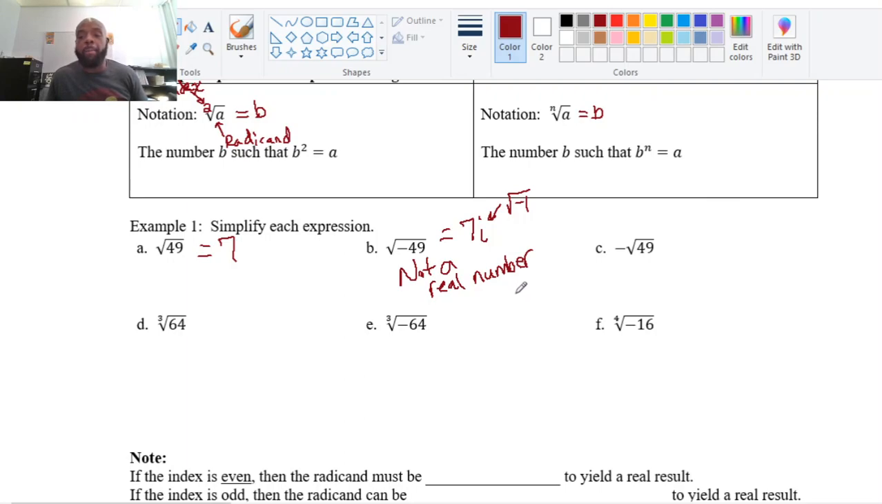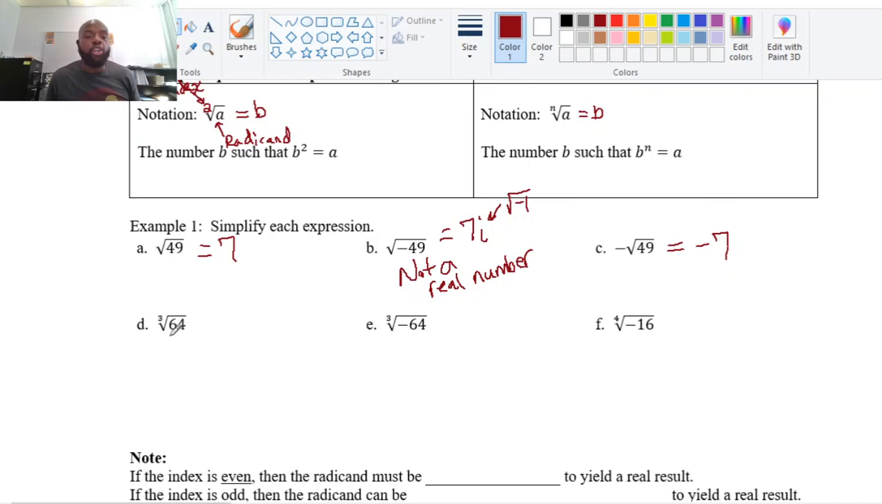All right, let's go to part C. It's the negative of the square root of 49, or the opposite of the square root of 49. So we first start with the inside. Under the radical, there's a 49 under my square root. I have to find the number such that if I square it or multiply it by itself, I get 49. That number is 7. And this negative out front says to do the opposite of that 7, or the negative of that 7. So my solution here will be negative 7.